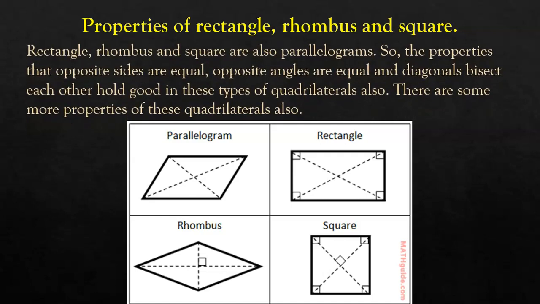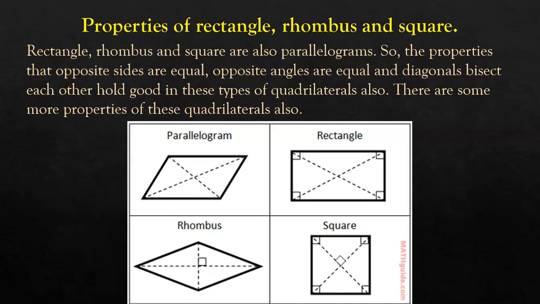Rectangle, rhombus and square are all parallelograms. So the properties that opposite sides are equal, opposite angles are equal, and diagonals bisect each other hold good in these types of quadrilaterals also. That means these properties are applicable to a parallelogram, a rectangle, rhombus and square. I'll repeat the properties. Opposite sides are equal, opposite angles are equal, and diagonals bisect each other.